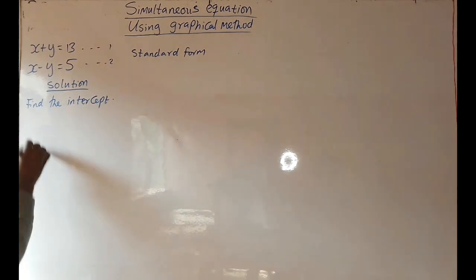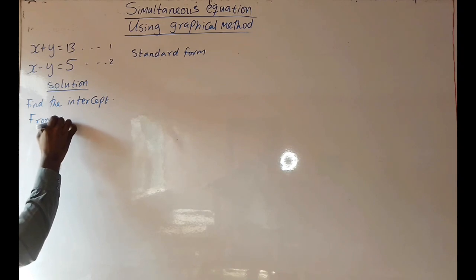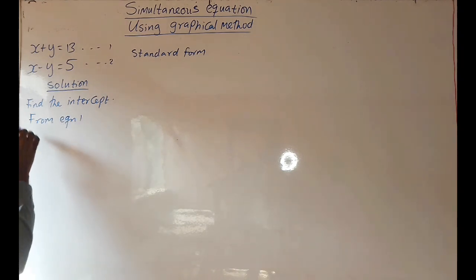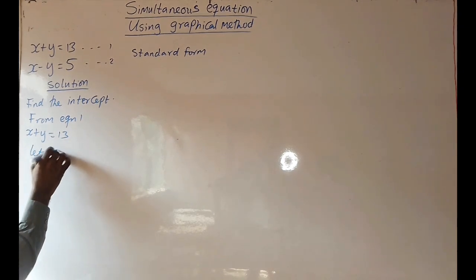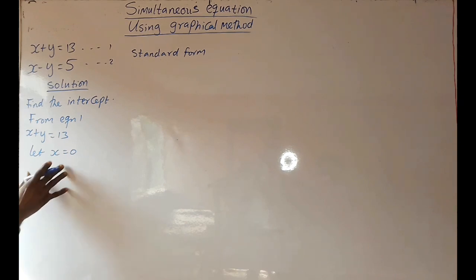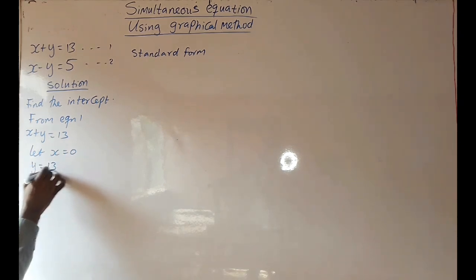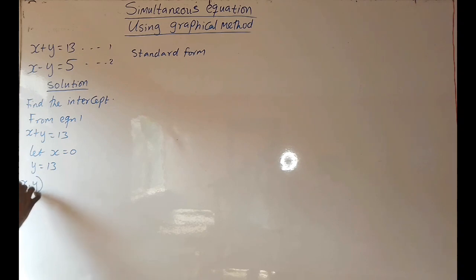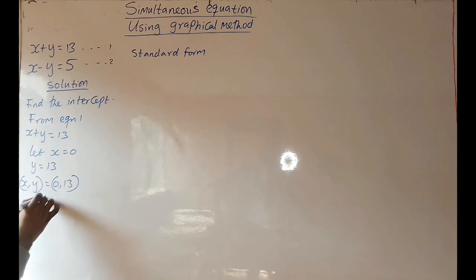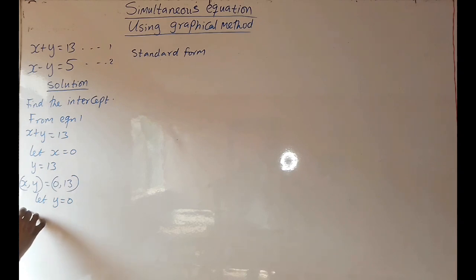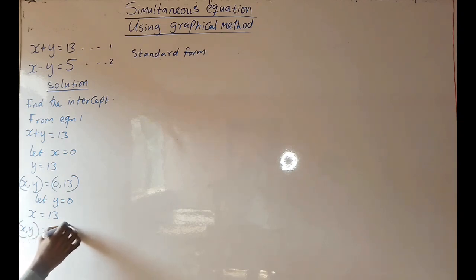Now finding the intercept, starting from equation 1. From our equation 1, I have x plus y equals 13. Now let x be equal to 0. So when x is equal to 0, my y will be 13. Now I have my x, y to be 0, 13. Now let y be equal to 0. When my y is equal to 0, then my x will be equal to 13 as well. Therefore, my x, y equals 13, 0.